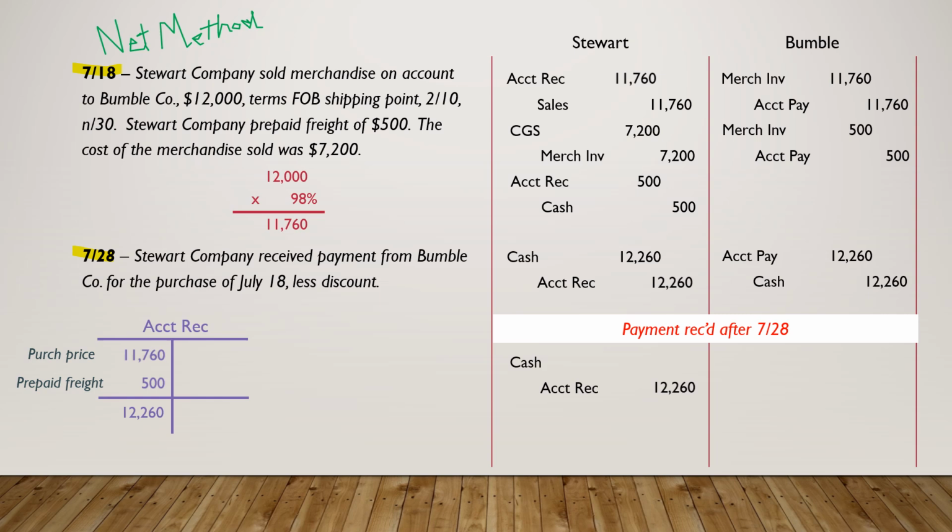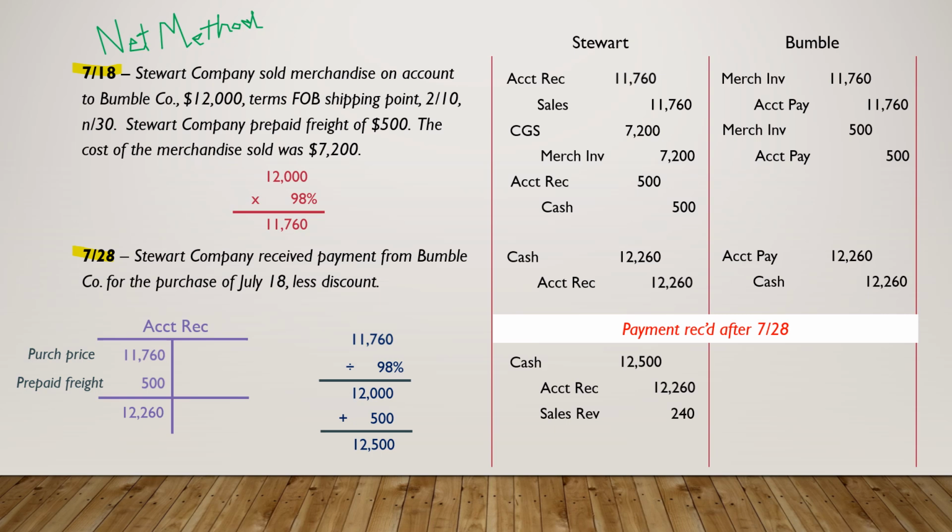So take the $11,760 purchase price and back out that 2% discount. Then add the $500 collection for prepaid freight. The discount did not apply to shipping. That 2% discount will be credited into sales revenue. This way, the total sales matches the actual sales price.